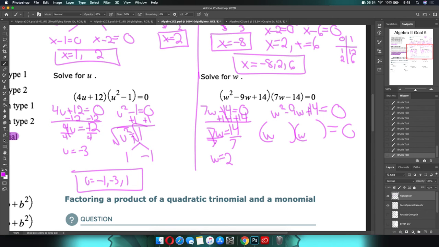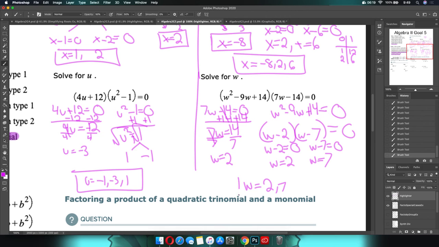This tells me it's the same sign, and what's the sign going to be? It's going to be minus. So w minus, and for 14, the obvious answer is going to be 2 and 7. Wait, 2 plus 7 is 9? Yeah, 2 plus 7 is 9. So w minus 2 equals 0, w equals 2, and then w minus 7 equals 0, so w equals 7. So our answers are 2, 2, and 7.